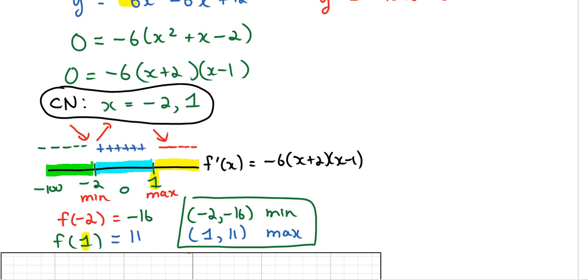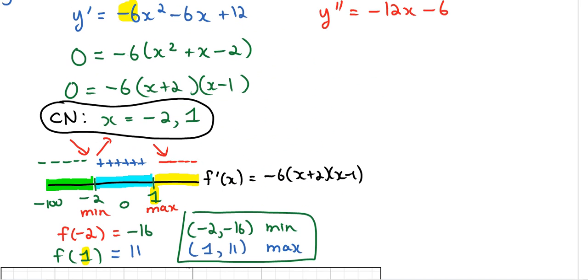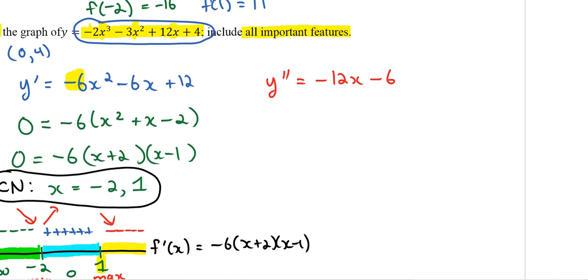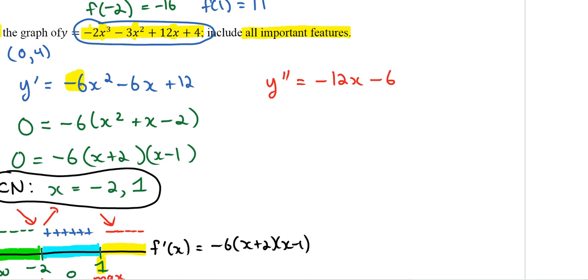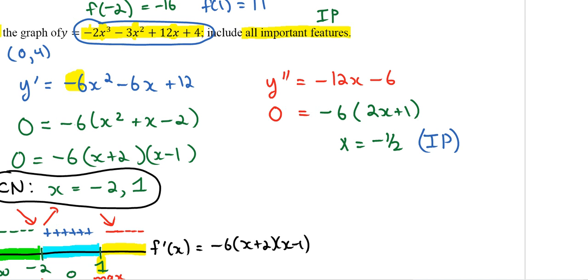You could probably do a pretty good job of graphing this, but what I'm going to do next is analyze my second derivative, because another good point that I could find is my inflection point. The inflection point is another important feature of the graph. So let's go ahead now and set my second derivative equal to 0. If I do that, I'm going to factor this. So this is going to be negative 6 times 2x plus 1. If I do that, x is going to equal negative 1/2. So this is like an inflection point. This is the x coordinate of my inflection point. This is not a critical number.